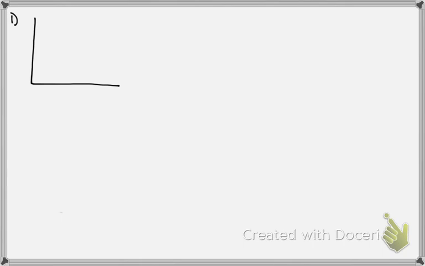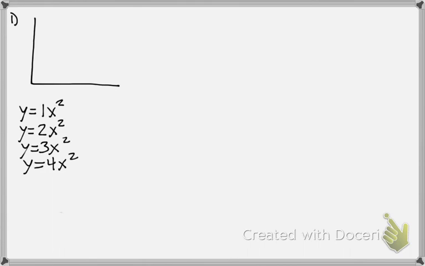So when they want us to use 1, 2, 3, and 4 for c, all they're really saying is they want you to graph y is equal to 1 x squared, y is equal to 2 x squared, y is equal to 3 x squared, and y is equal to 4 x squared. And they want us to graph all these on the same screen. So if you do that, it's going to be something like this, and this, and this, and this.